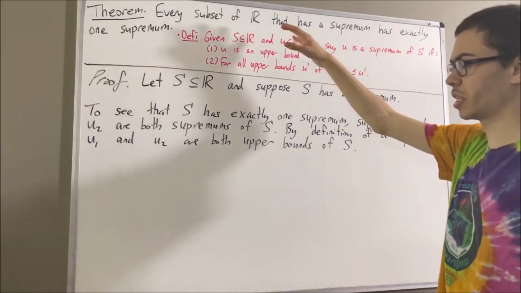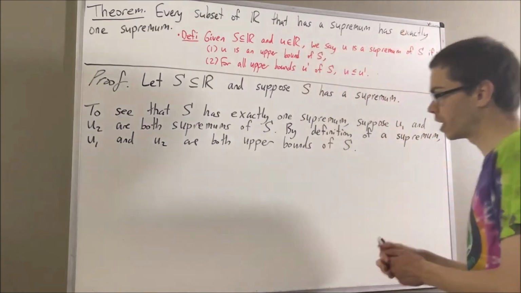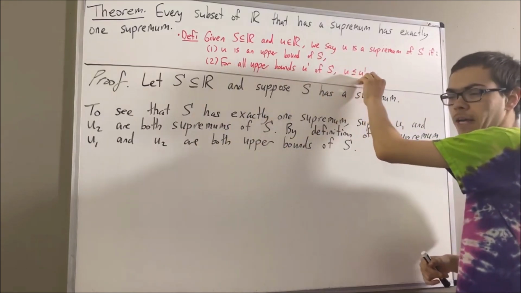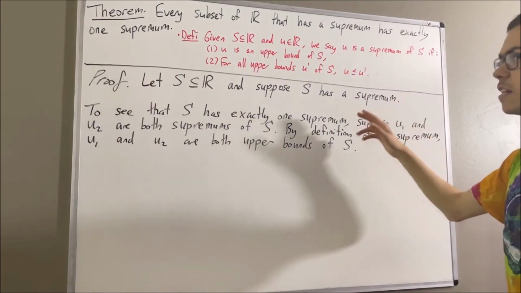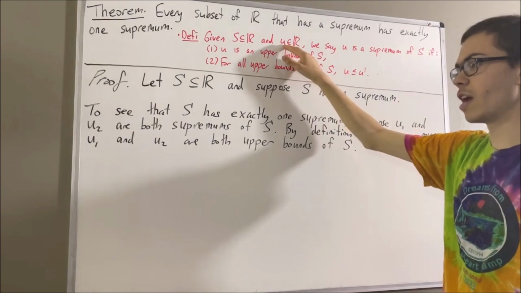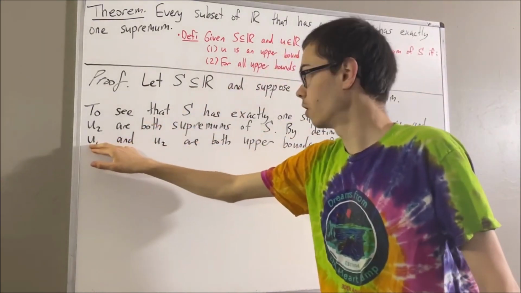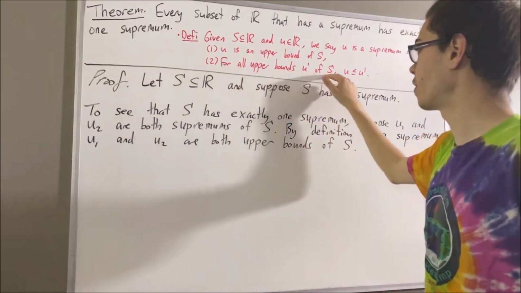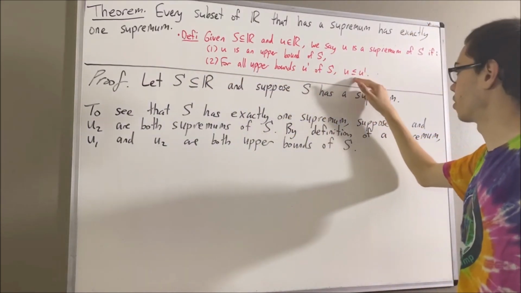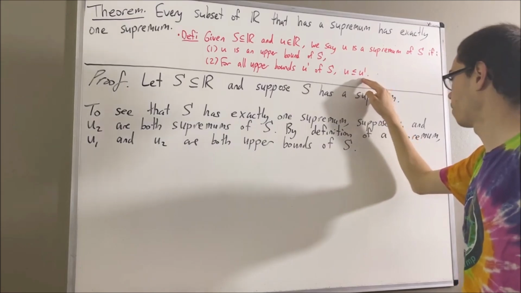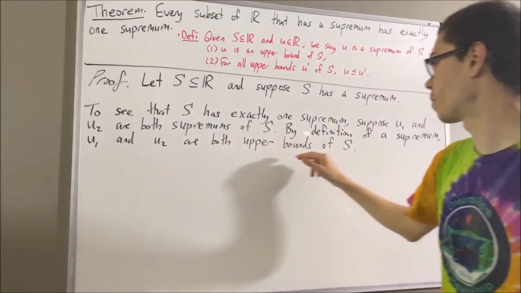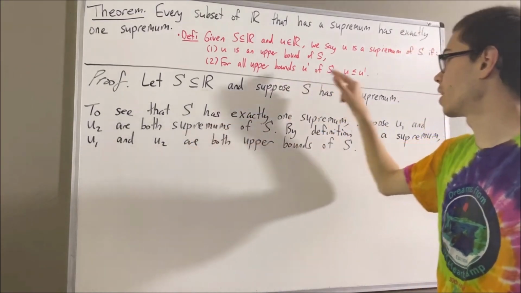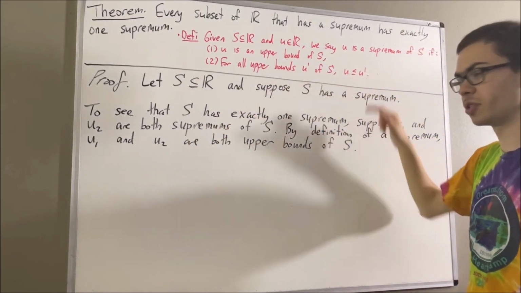However, another thing that comes from the definition of a supremum is that U1 and U2 are both least upper bounds of S. More precisely, if we take the U in our definition and replace it with U1, by fact number 2, we have that for all upper bounds U prime of S, U1 is less than or equal to U prime. Since U2 is an upper bound of S, we can take the U prime here and replace it with U2. And we get that U1 is less than or equal to U2.